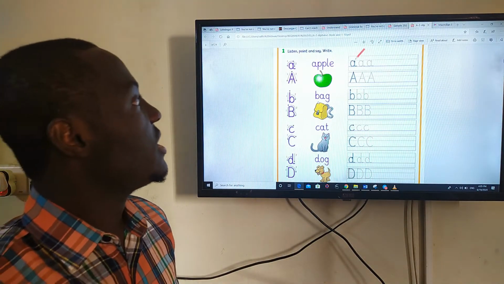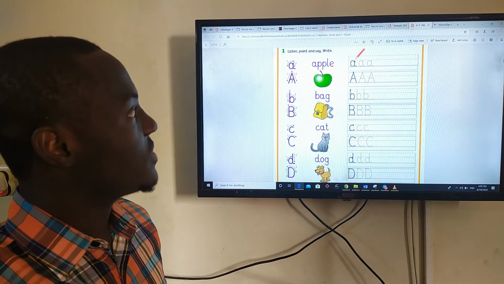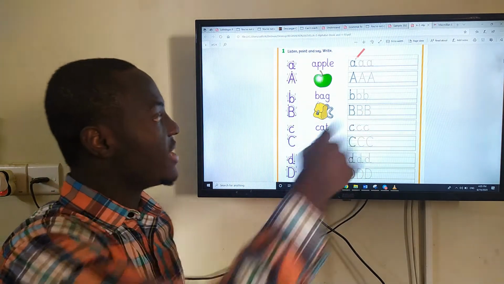So our concentration here is on writing the English alphabet, and not pronunciation, pointing, or saying. You only need to learn how to write those English alphabets using the provided lines.